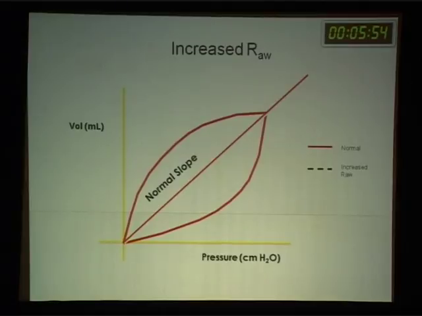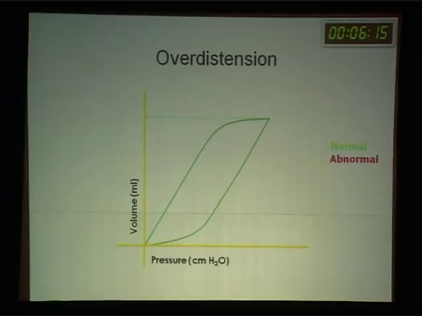Okay. Let's see how the pressure volume loop will tell you about resistance. That's the normal. Look at the next one. Here, the whole inspiratory part gets pushed to the right, whereas the expiratory almost remains the same. That is the typical picture of an increased resistance.